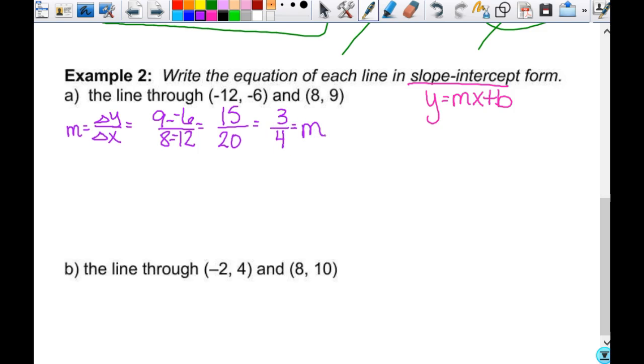So I've got that. Now, how many of you learned that to finish this so that you can find b, you plug in your slope, you plug in one of the points, you do some work, you find b, and then you go plug it back in? Raise your hand if that's how you were taught that. Okay, that's not wrong. There's nothing wrong necessarily with that.